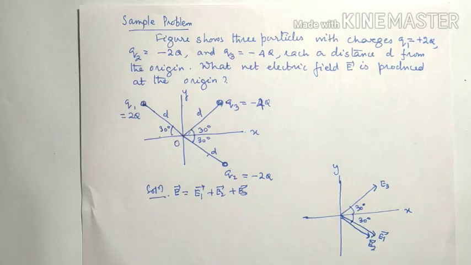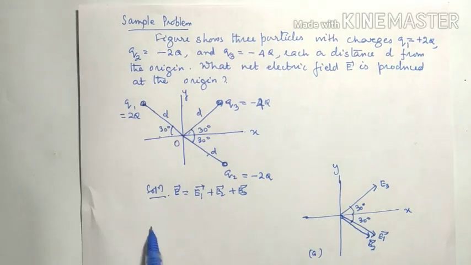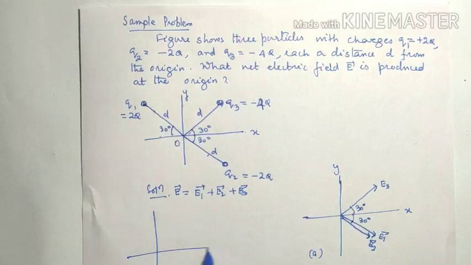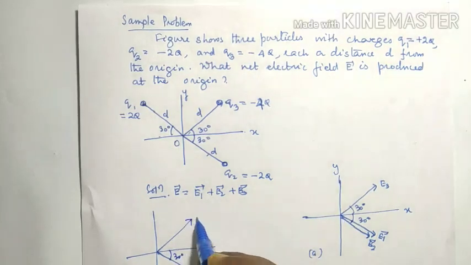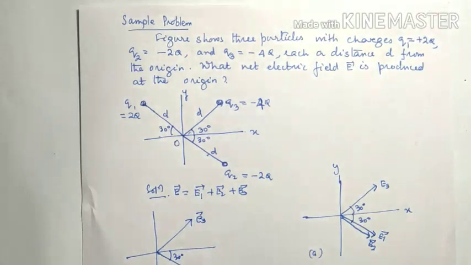As E1 and E2 are in the same direction, this is the resultant, E1 plus E2, at 30 degrees, and this is your E3. Then we have to calculate E1 plus E2 plus E3. So now let us find the magnitudes.